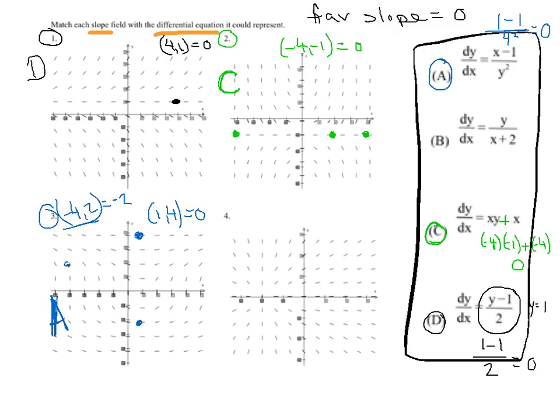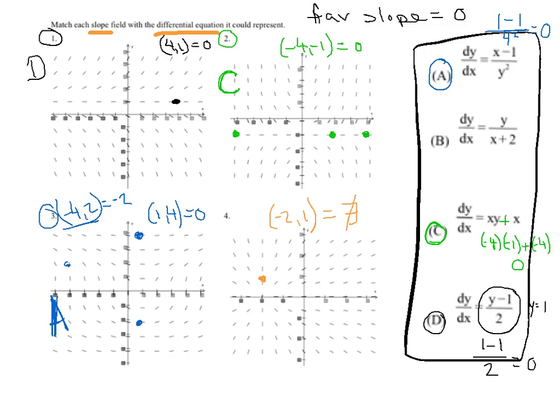Here's what I did. I picked the point -2, 1. What do you think the slope is right there? What's the slope at -2, 1? Hopefully you didn't say 0. Hopefully you said undefined.